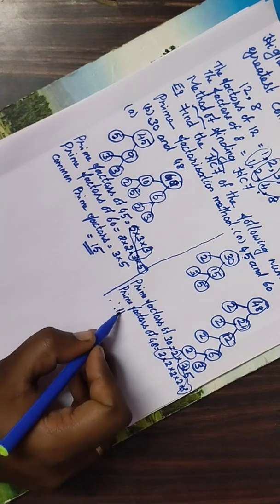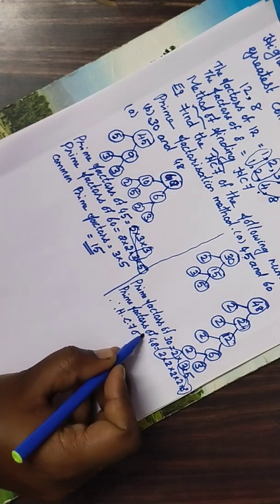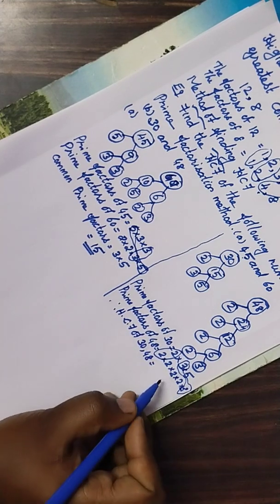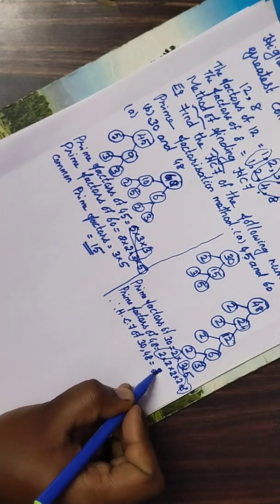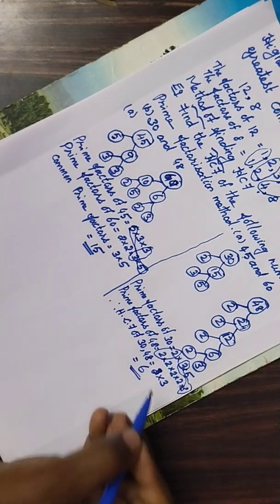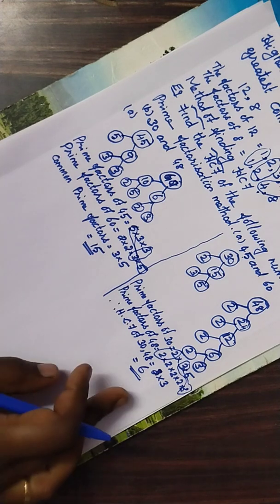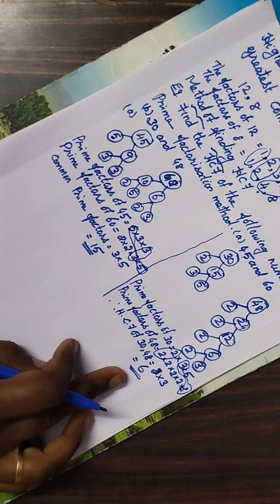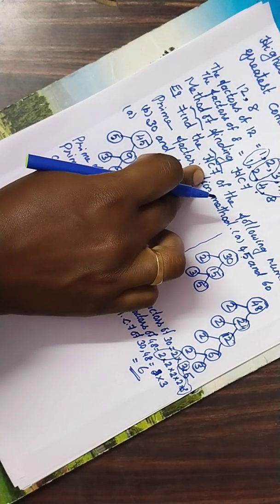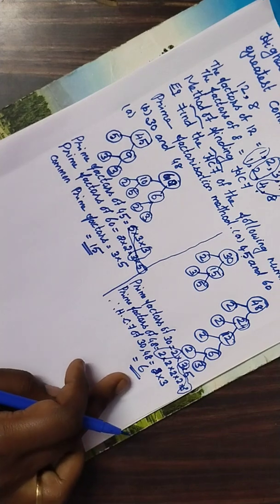Therefore, HCF of 30 and 48 is equal to 2 into 3. 2 into 3 is equal to 6. The common factor is 6. HCF means highest common factor, so the highest common factor is equal to 6.